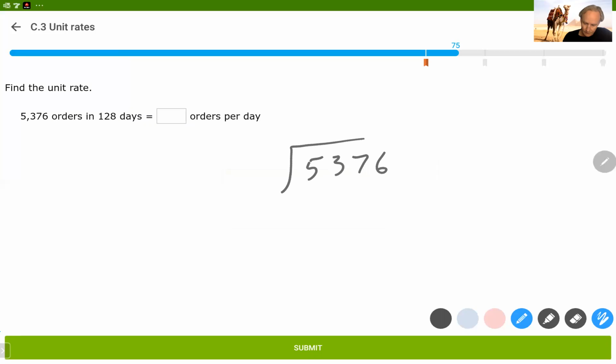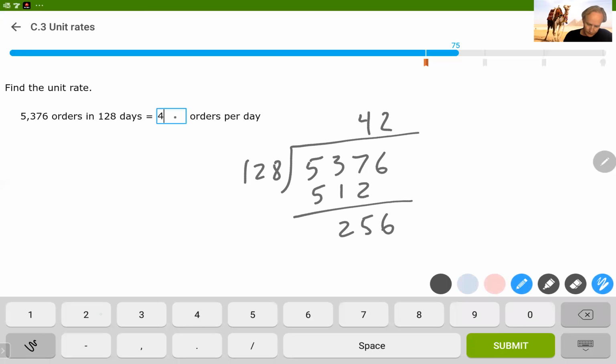$5,376 divided by 128. 128 happens to be a power of 2, as does 512. So 128 times 4, I believe, is 512. And we subtract and we get 256. And 128 times 2 is 256. So we're talking about 42.